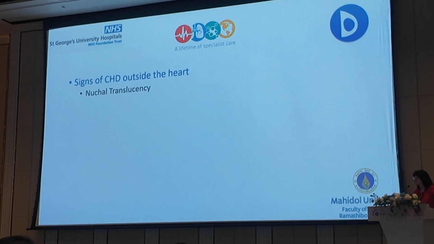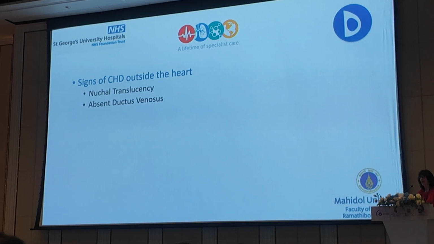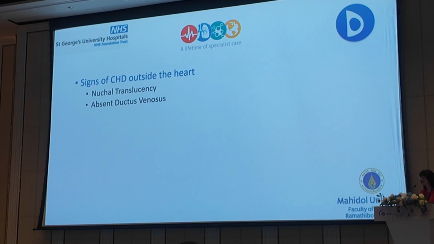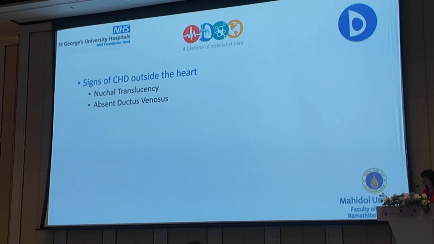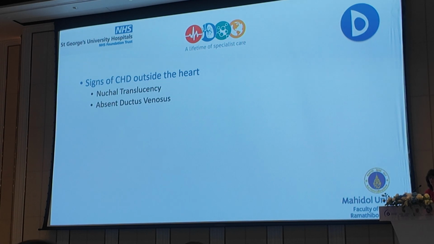Well, the nuchal translucency, a well-known association with congenital heart disease. The absent ductus venosus: always look at that ductus venosus, and I think I said earlier, if you've got Noonan syndrome and absent ductus venosus, there is a much, much worse prognosis.